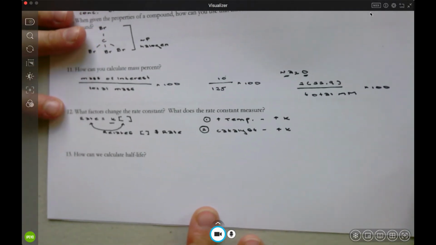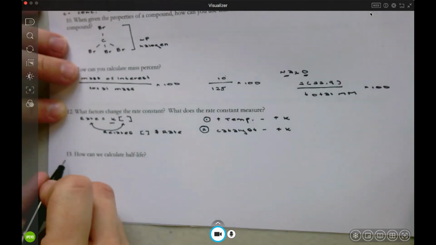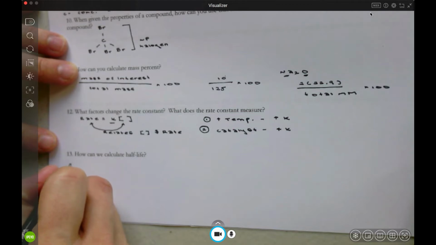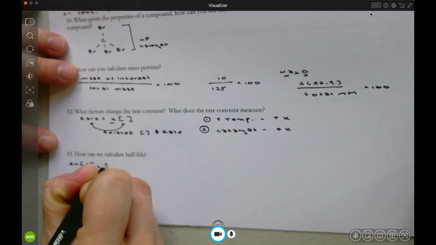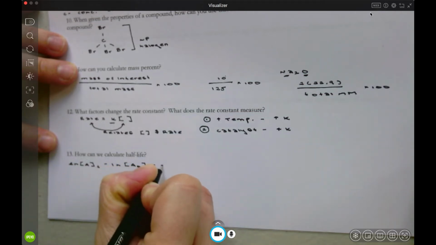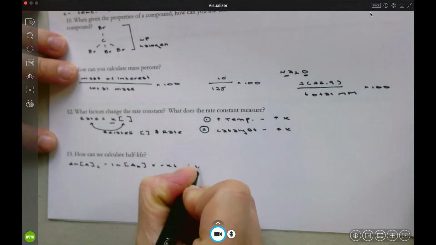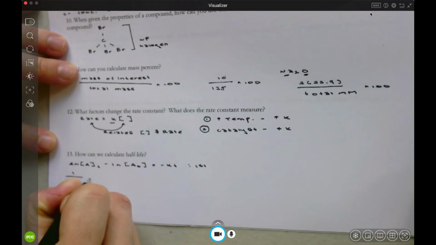Okay, how can we calculate half-life? All right, so really quickly, remember you've got two different equations that we've looked at. This is for a first order reaction. First order. And these are on your cheat sheet, by the way. This is a second order.